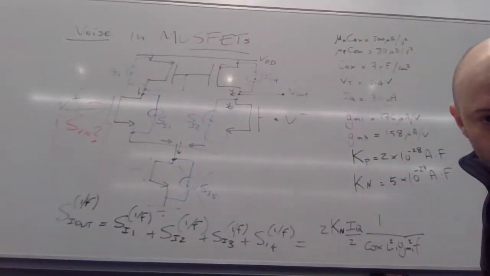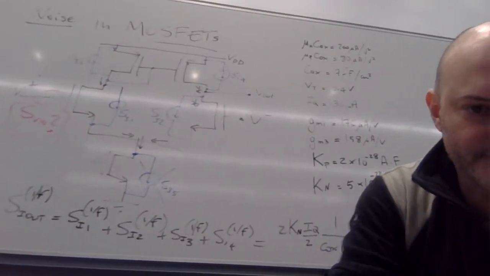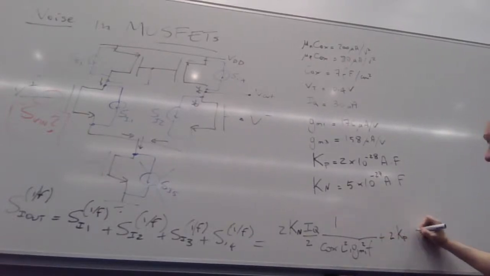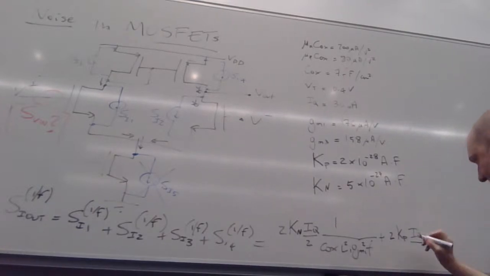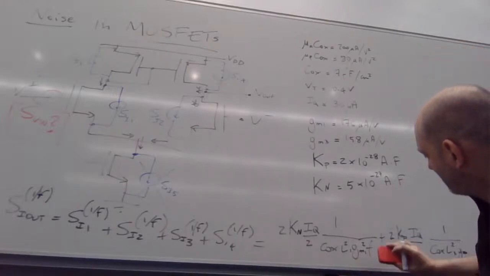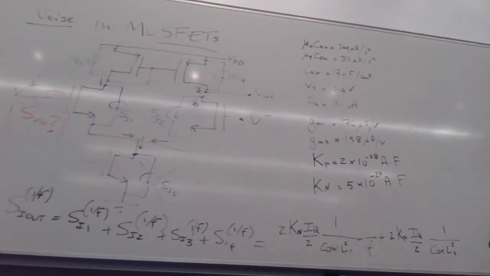And then we have 2k IQ divided by 2, because the mirror has the same current, 1 over C oxide L3 square GM. Oh, no, apologies, it's not the N. So this one there is the spectral density at the output of the amplifier.